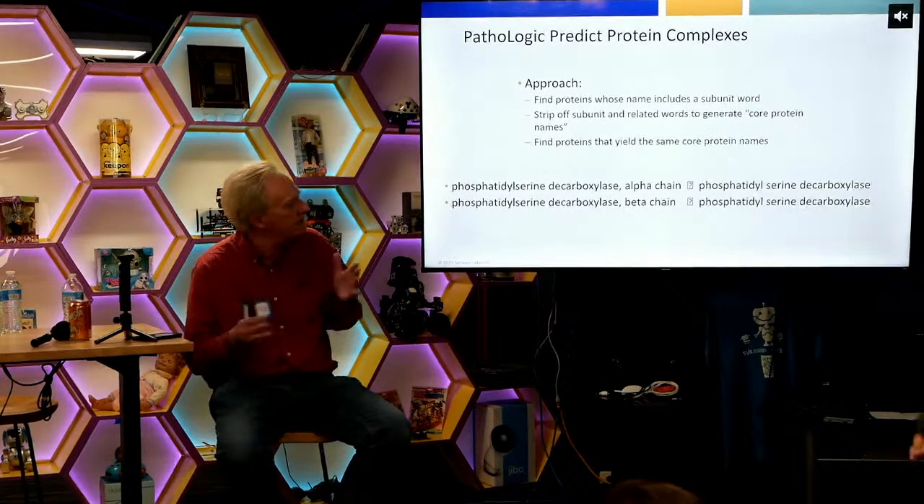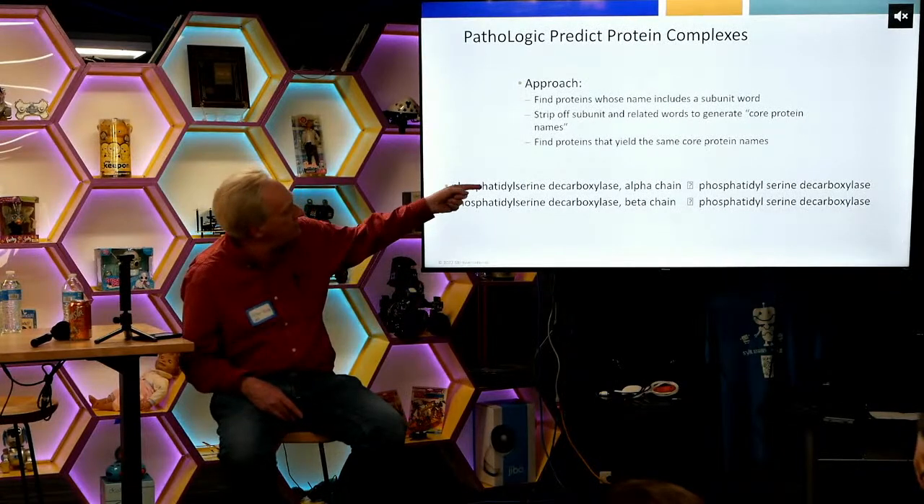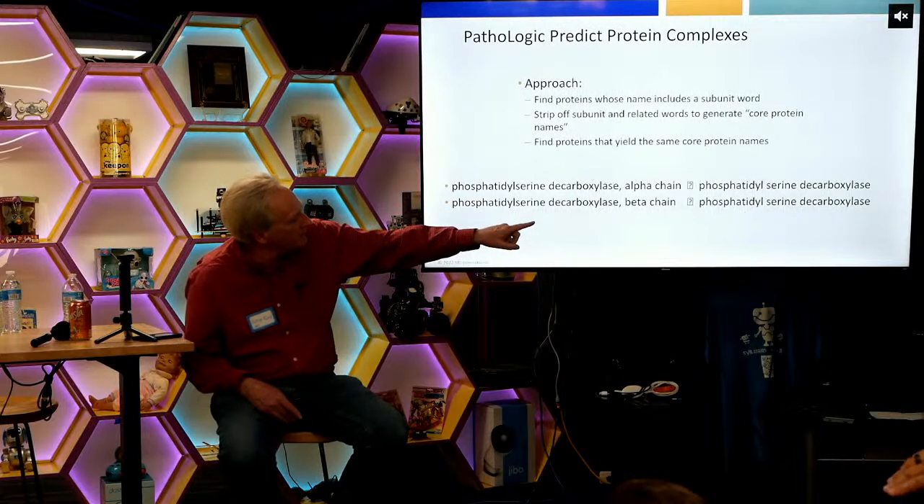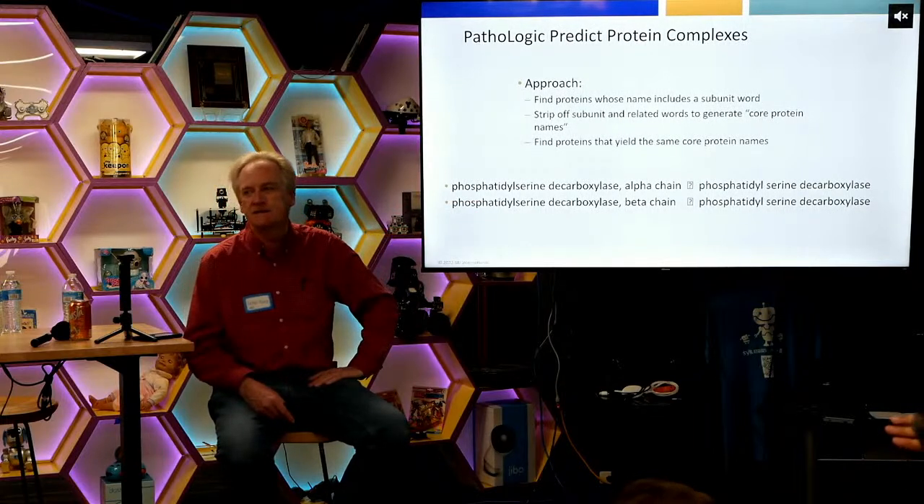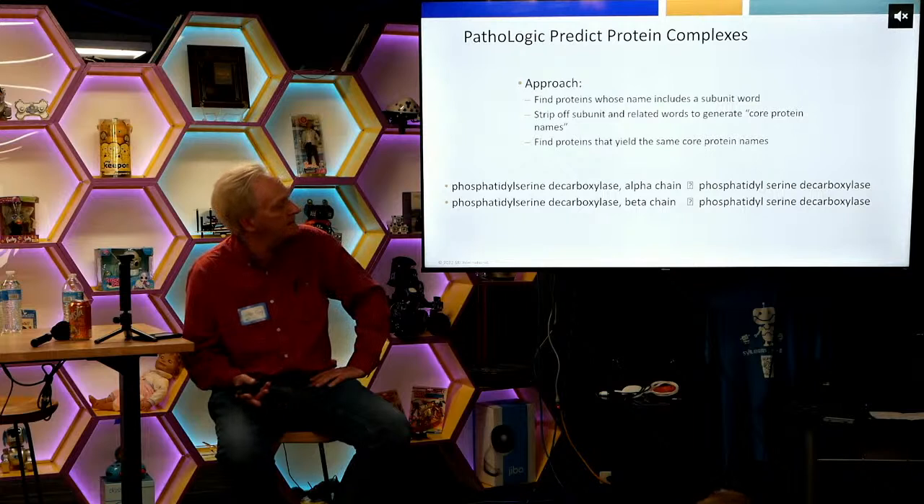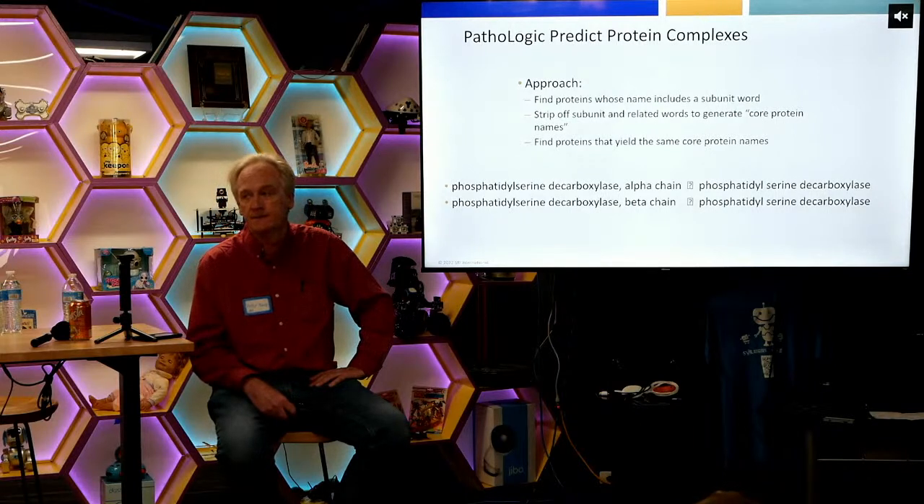So it's based on the very simple assumption that if you look at these two protein names, you're going to infer that they're part of the same complex. And so that's really what this software does. It's not using any fancy 3D structure analysis to determine if the proteins bind together. It's simply using an analysis of their names to infer what the complex would be.